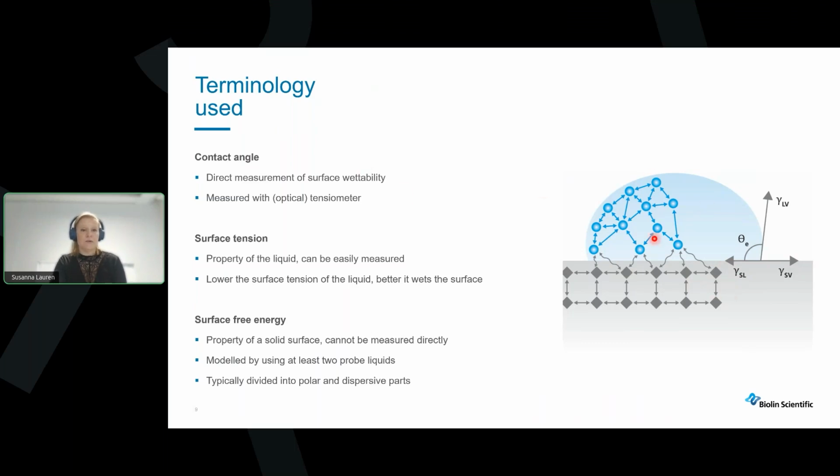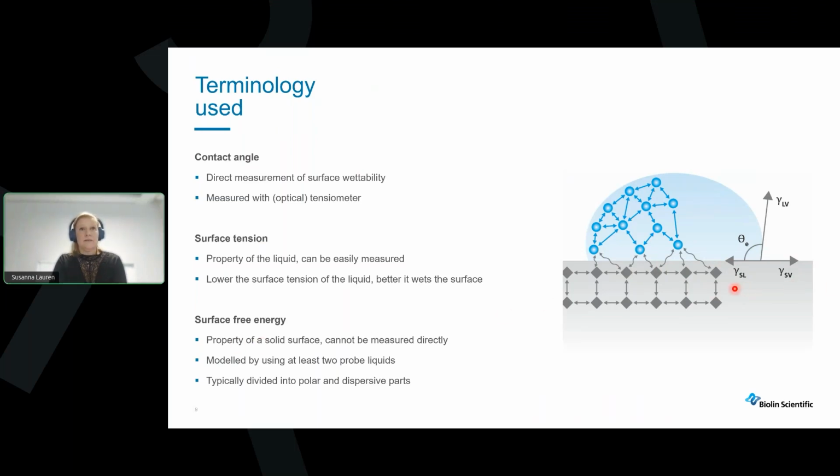Surface tension is the property of the liquid, and this surface tension also affects what type of a shape the droplet will take. So if we would place a water droplet, let's say on polypropylene surface, it would be quite rounded. If we would have some other type of a liquid, like for example ethanol, and we would place that on the same surface, it would spread much more because the surface tension of ethanol is lower.